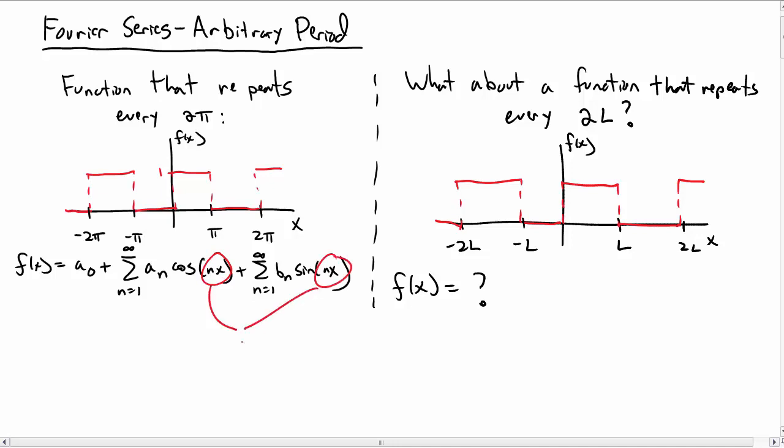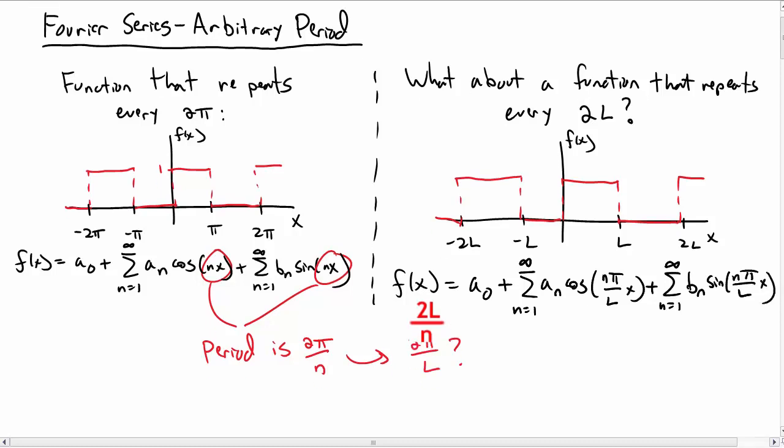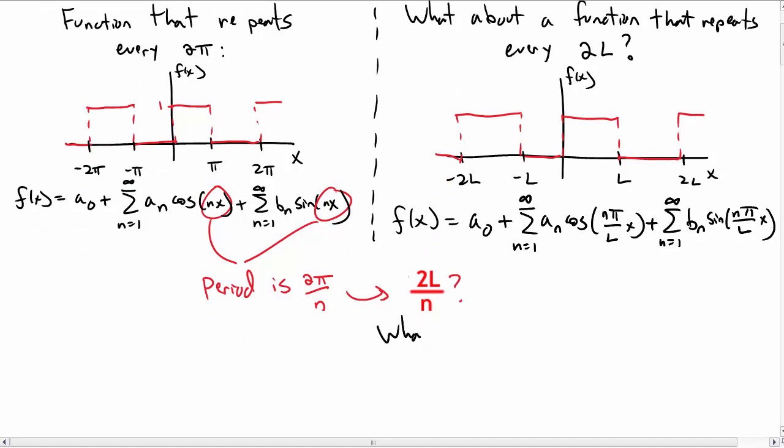Well, notice that our original Fourier series, these cosine and sine terms, had periods which were 2 pi over n. So we expect that our period here might be 2L over n. So let's write a Fourier series expansion that does that. So we have a0 plus a sum over n, a sub n, and now cosine of n pi over L x gives us such a period. And then we have similar terms for sine, n pi over L x. Okay, so this could be an expression for a Fourier series with an arbitrary period.